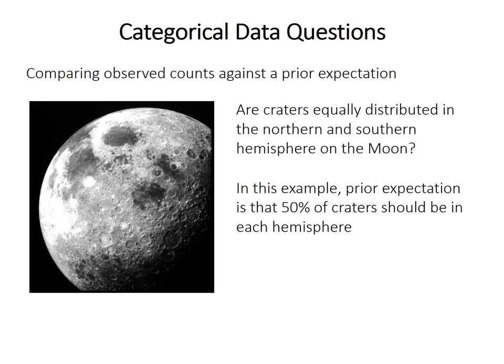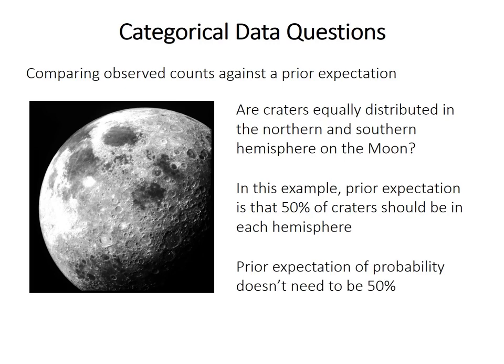You know, we could have a more sophisticated expectation, but at the simplest we can say, okay, we should have half in the northern hemisphere, half in the southern hemisphere. So we can then count the craters in each hemisphere and compare that value to our expectation. And keep in mind that the expectation doesn't have to be 50%. That's just the example that we have here. So this type of test is called testing for goodness of fit. You'll typically have one sample, like craters on the moon, and you'll have two categories or more than two categories. So we'll talk about goodness of fit tests in the next video.